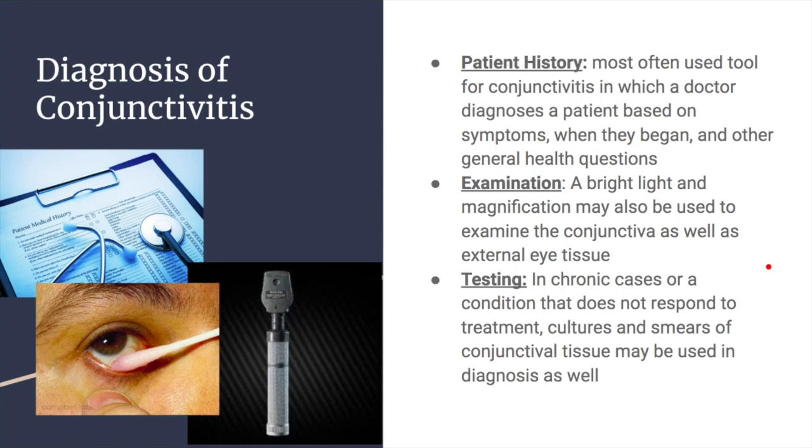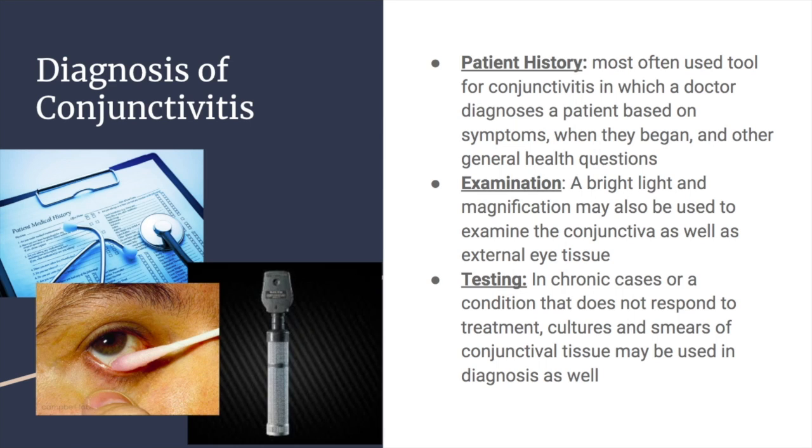So, usually, what a doctor will do to diagnose conjunctivitis is take a patient history. And this happens whenever a doctor asks about symptoms, when they began, and then other general health questions like what kind of irritants the patient was exposed to. The next step would be an examination. So the doctor would use an ophthalmoscope to use a bright light and magnification to examine the conjunctiva of the eye, as well as any surrounding eye tissue as well.